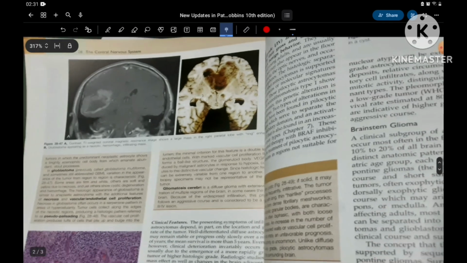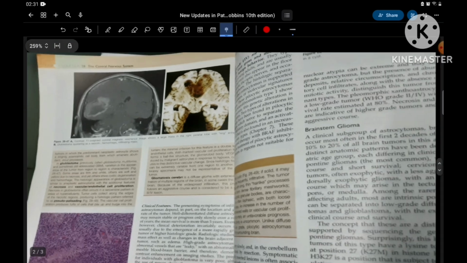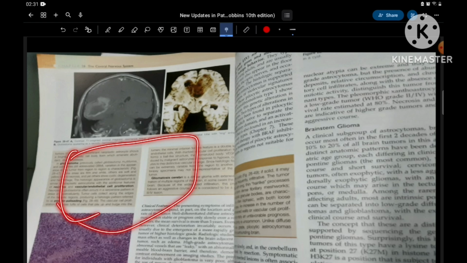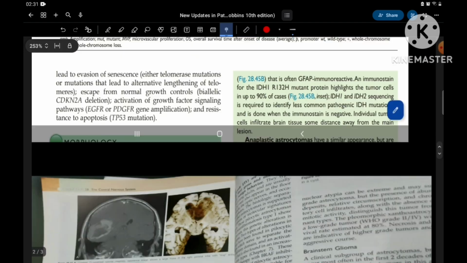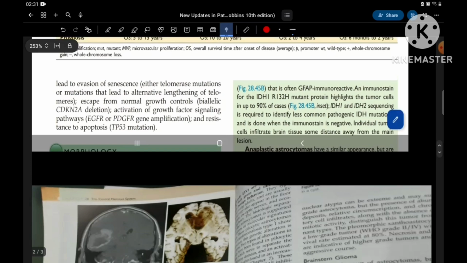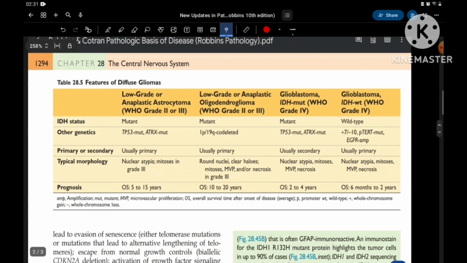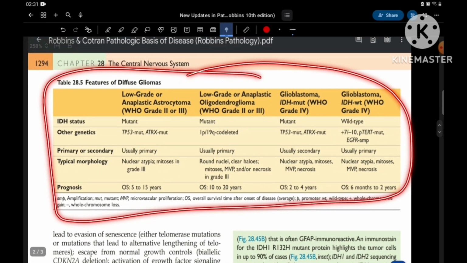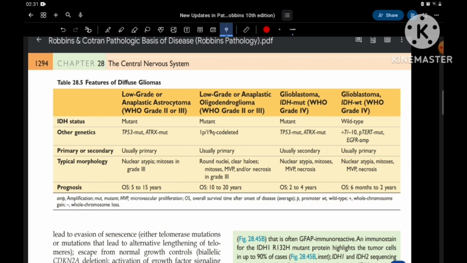Now, in this ninth edition book, there is no tabular column given here. There is no classification. But in the 10th edition, they have added these features of diffuse gliomas. In that, they have added this classification table.